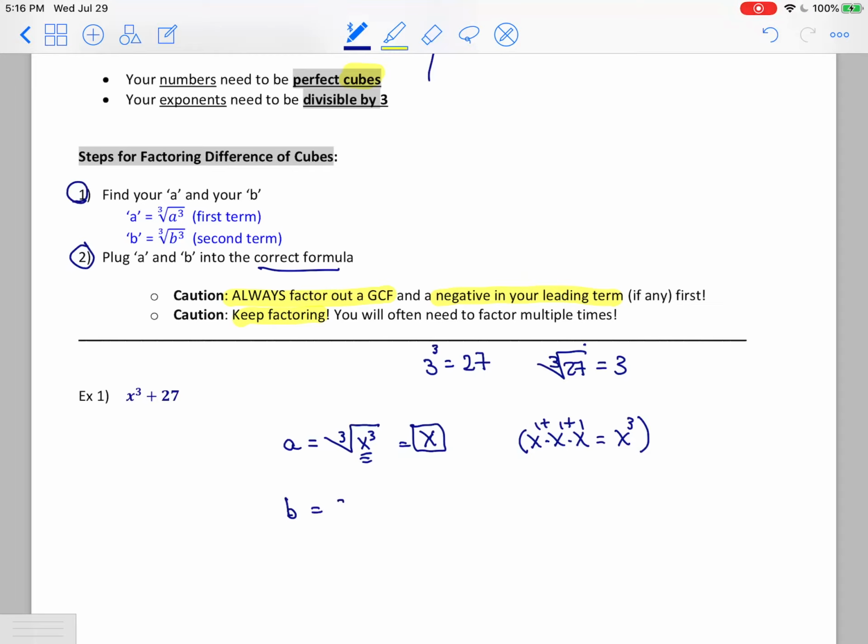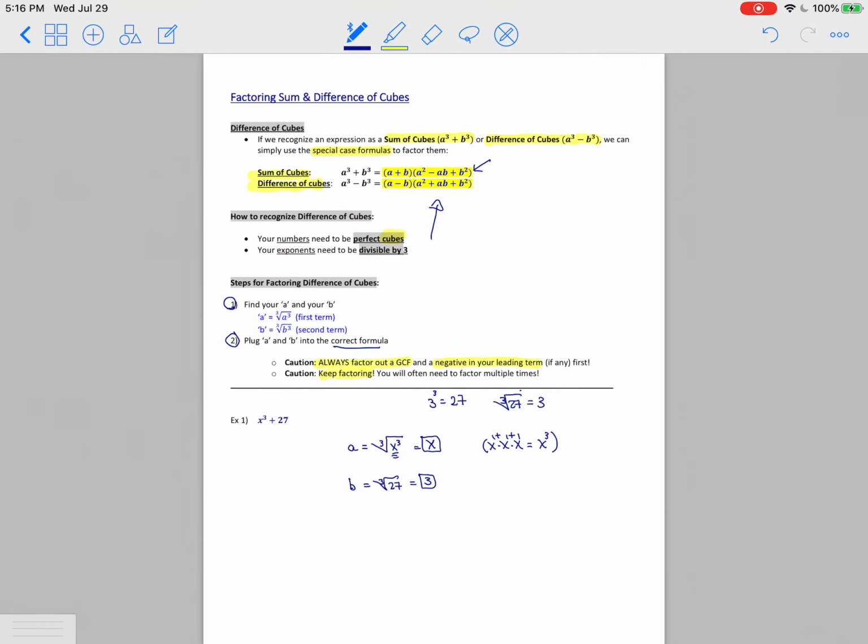Okay, so here's our A and our B. We just talked about this. The cube root of 27 we know is 3. So we have our A and our B, and we know that this is a sum. So we're going to come back up here, and we want to make sure that we are using this formula right here, because this is for a sum. All right, so we've got our A plus B. So we're going to have our x plus 3.